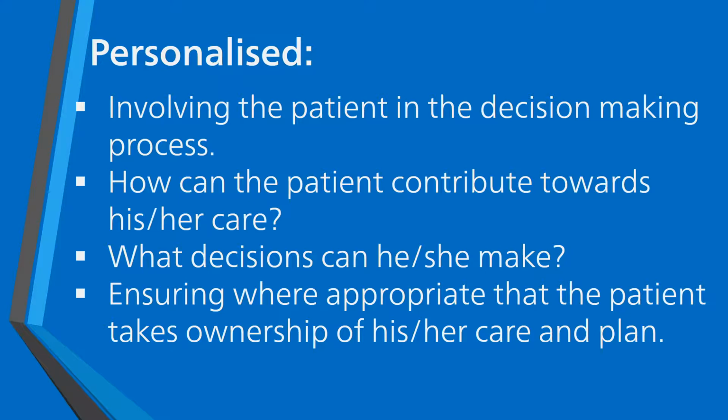How can the patient contribute towards his or her care? What actions can the patient be responsible for? What decisions can he or she make? It's important to assess a patient's ability to make decisions themselves. They may have a neurological or psychological impairment and rely on the advocacy of healthcare staff or family. In rare instances, the local authorities can also provide an advocacy service.